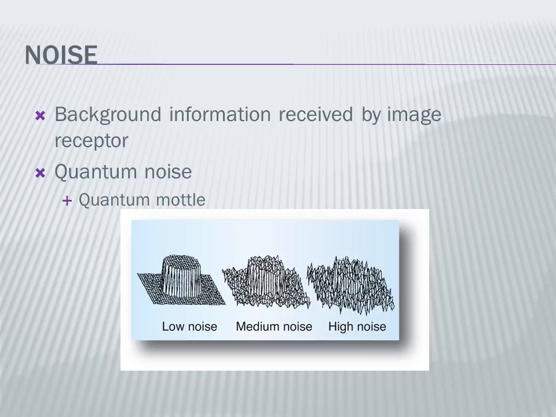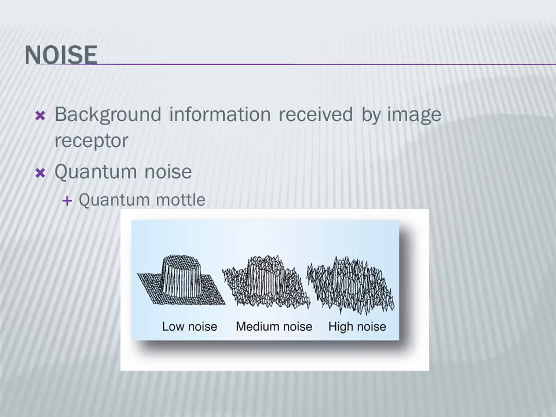Noise is blotchy or has a mottled appearance. It is background information received by the image receptor. Quantum noise, also known as quantum mottle, is a lack of sufficient incoming data. Quantum means actually counted or measured.